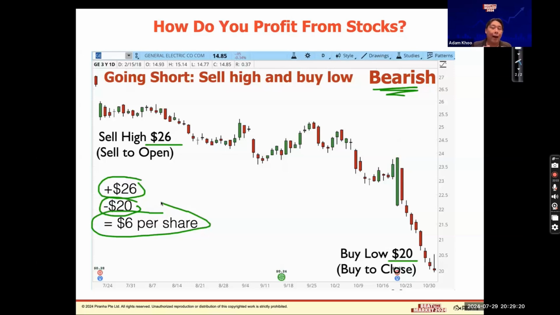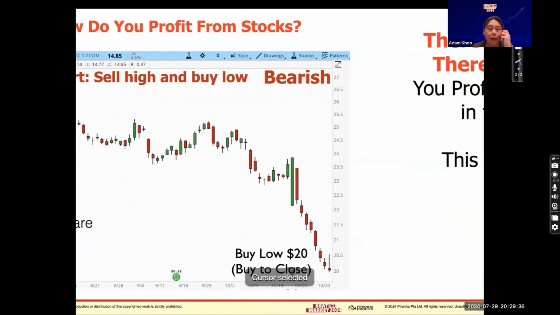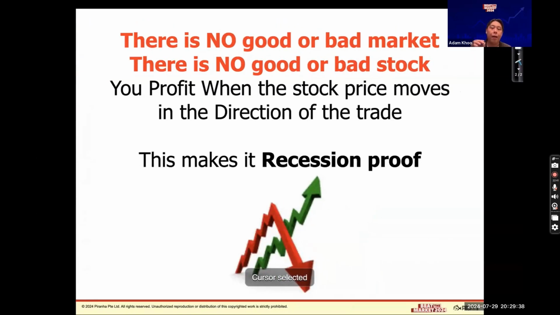And as long as you've got a margin account, you can just sell short any stocks that you want. Okay, so these are two ways that we trade the markets. We either go long or we go short. So because of that, in trading, there's a saying, there's no such thing as a good or bad market, because if the market is going up, is it a good market?